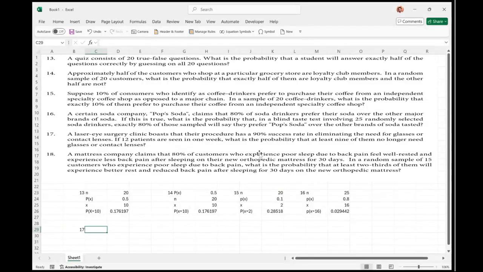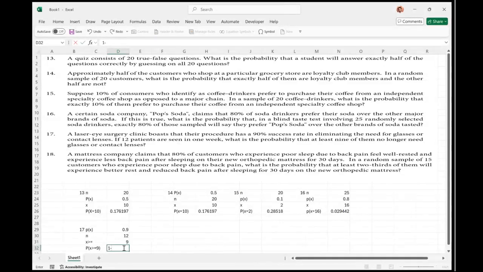So we are given that 90% is the success rate. So the probability of success is 0.9, and we are also given the n value is 12, and then what else is given to me? At least 9. At least 9 means X has to be greater than or equal to 9. That's what the question says. So I will write it, probability of X greater than or equal to 9, and I'm looking for that.